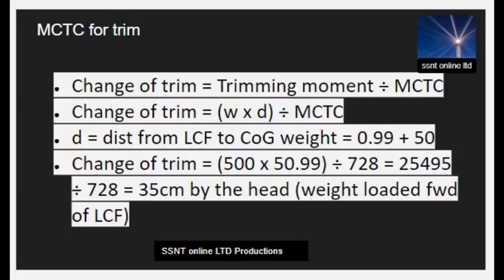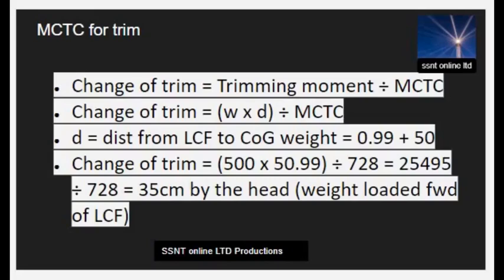Let's look at calculating the change of trim. We will need to calculate the distance from the LCF to the weight's center of gravity. That distance is 0.99 plus 50 equals 50.99 meters. This distance is used to calculate the trimming moment. The trimming moment is 50.99 multiplied by the 500-ton weight added.